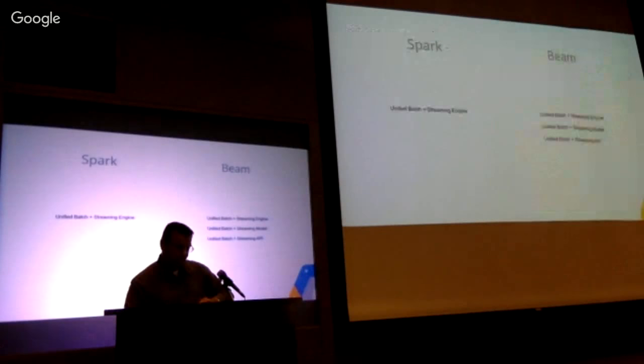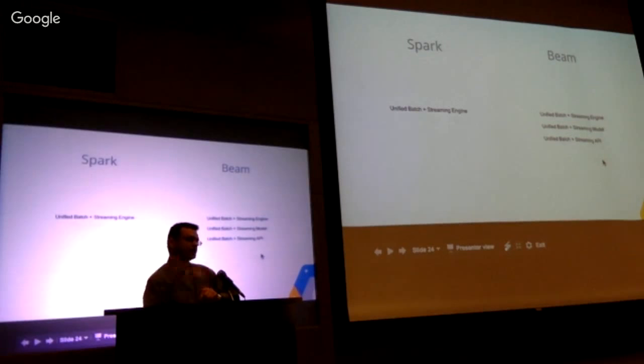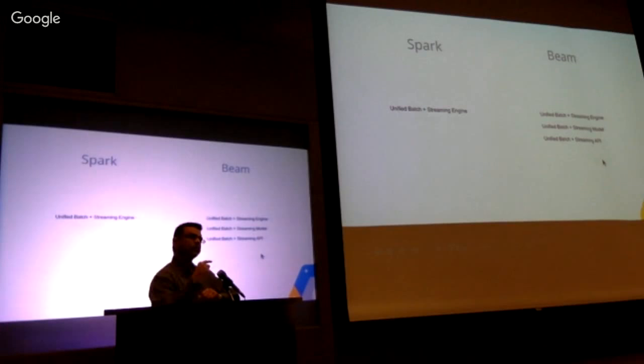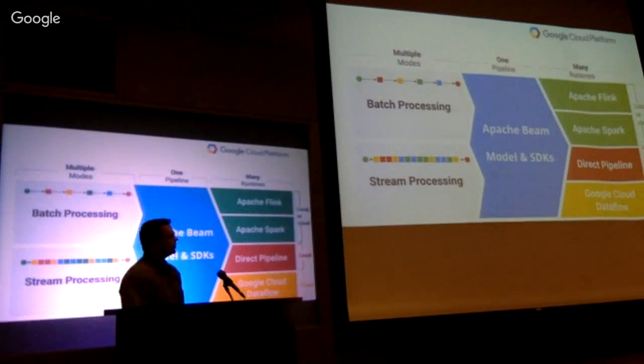Okay. Right. So what you get with Spark typically is a unified batch and streaming engine. But what you get with Beam is a unified batch and streaming engine for sure, but also the same model and also the same API. This is a big, big, big difference. This is what makes Beam that much more powerful and that much more portable. Any questions so far? Okay. So we talked about this.